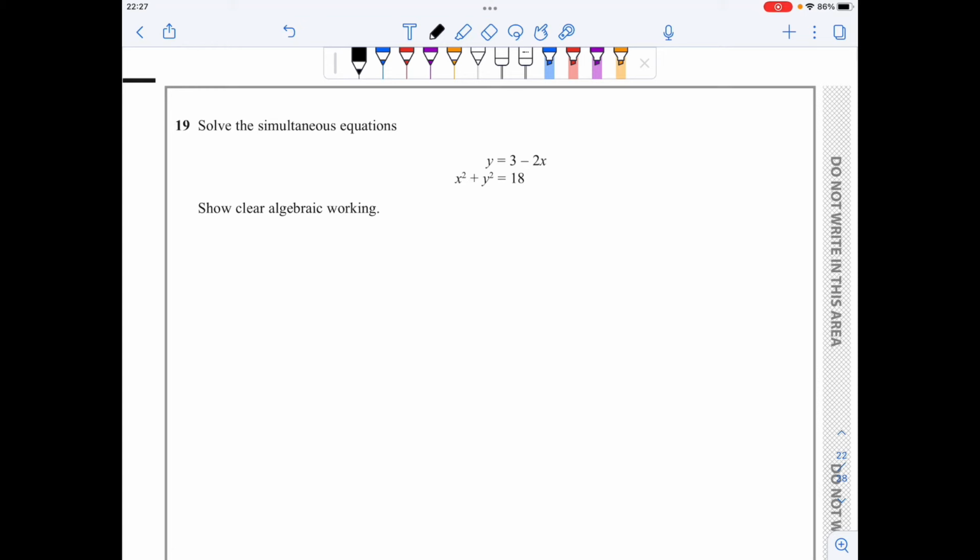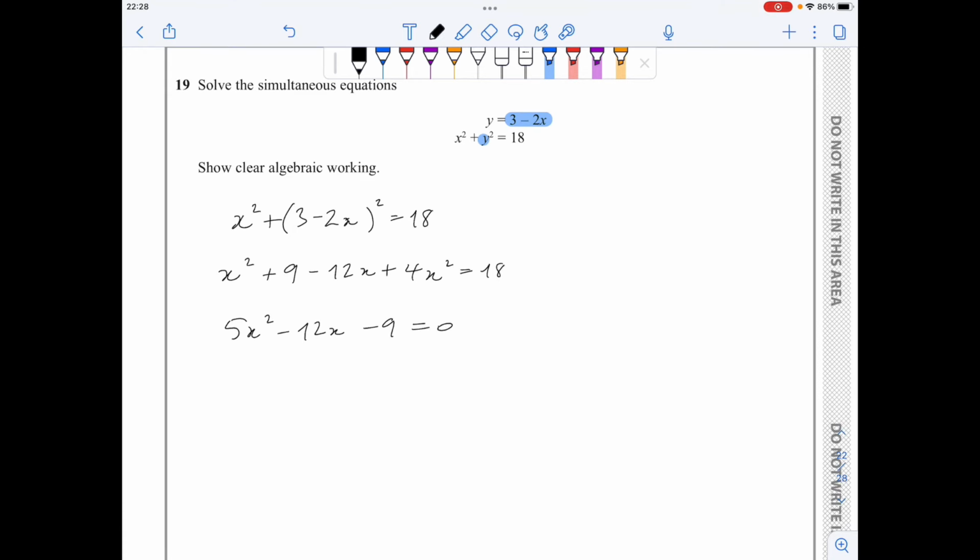For question 19, I'm going to use substitution. I'll substitute y here with 3 minus 2x. So I get x squared plus (3 minus 2x) squared equals 18. Let's expand now. x squared plus 9 minus 12x plus 4x squared is equal to 18. So 5x squared minus 12x minus 9 is equal to 0.